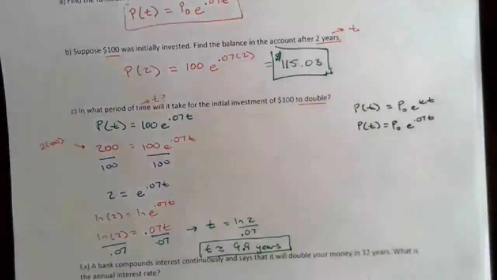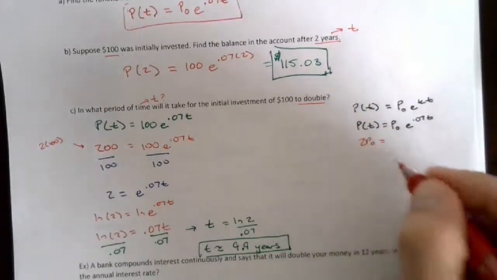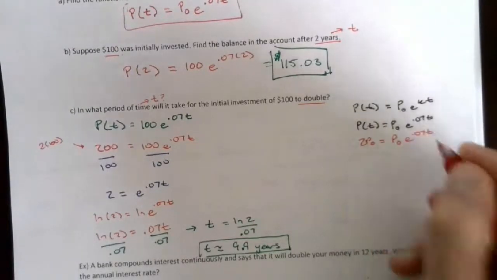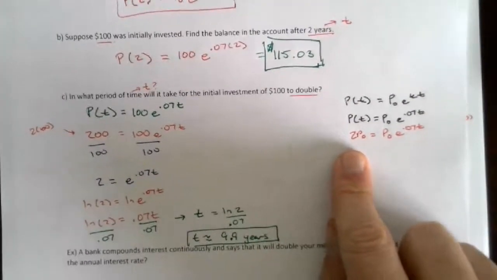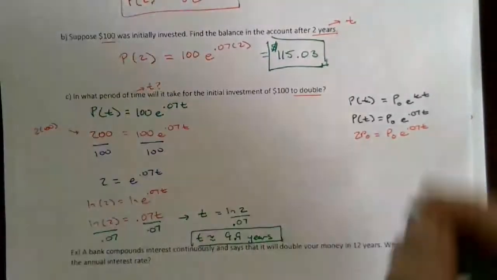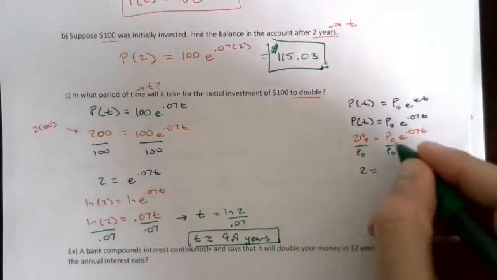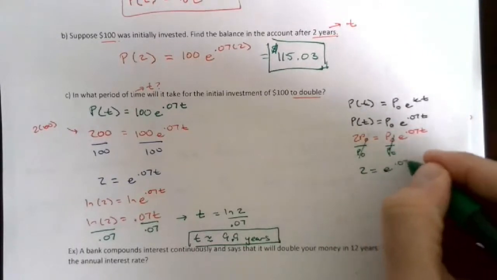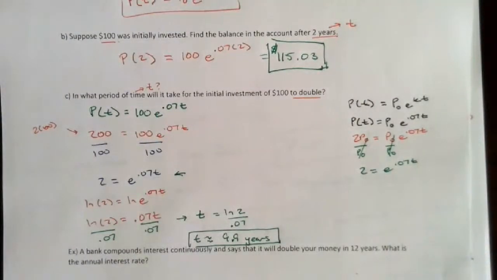If I asked you to double this, well, P0 is the initial amount, then P of t would just be 2 times P0, equals P0 e to the 0.07t power. Because if P0 is the initial amount, 2 times that would be double it. All we're going to do here is divide each side by P0, because I want to isolate the exponential, just like I did a minute ago. The P0's cancel, so I'm left with 2 equals e to the 0.07t. Isn't that exactly what I ended up with here? So if you don't know the initial amount, you still could find the doubling time.